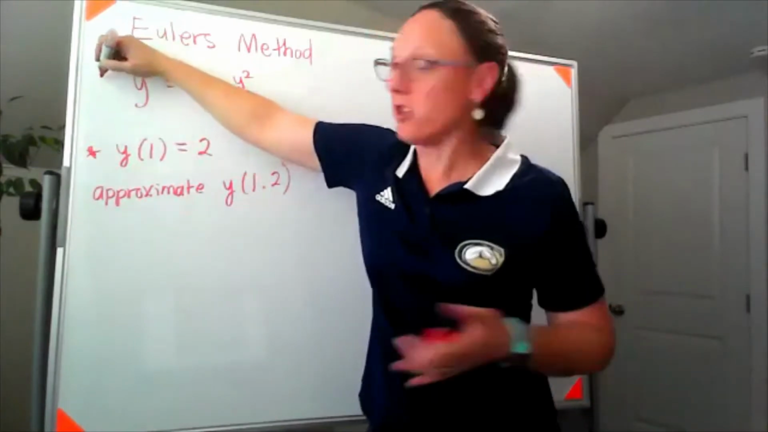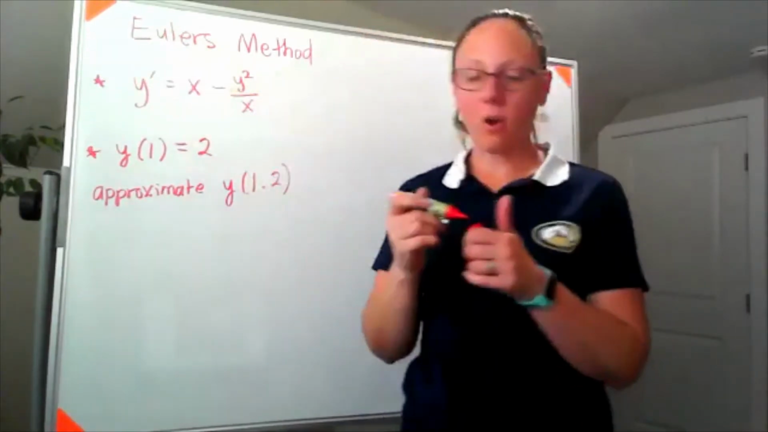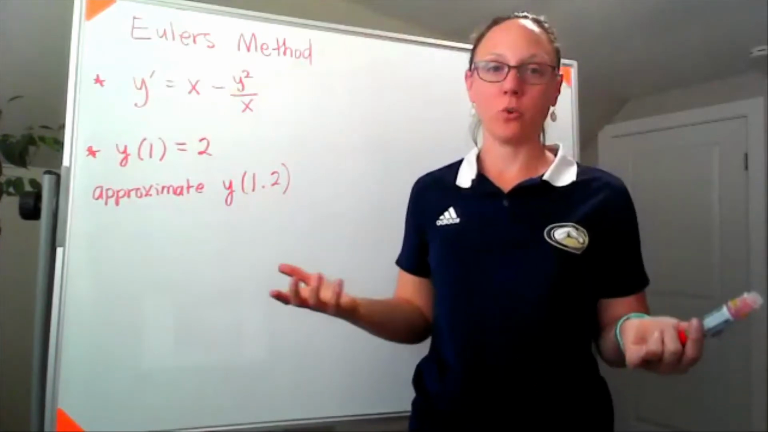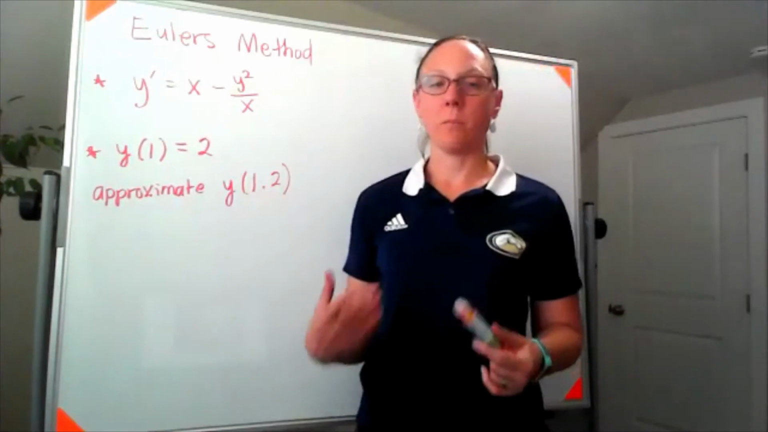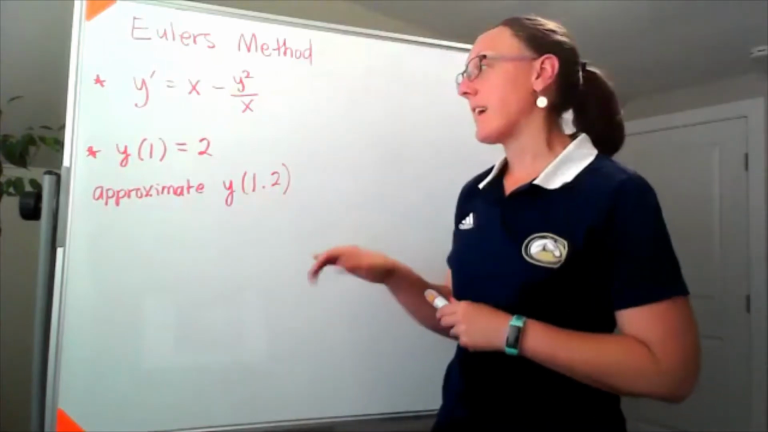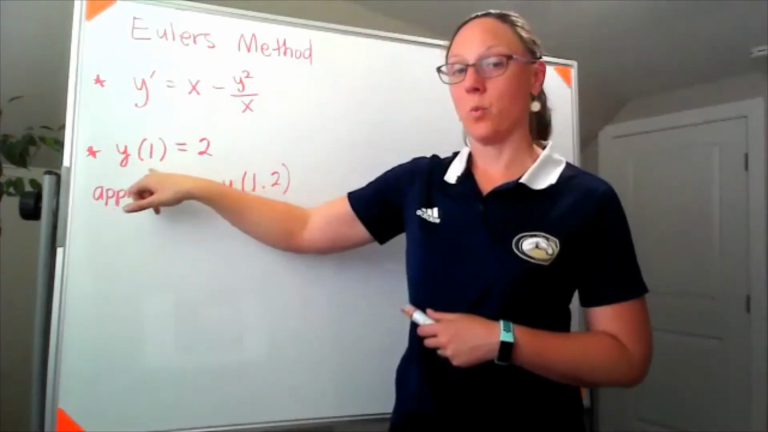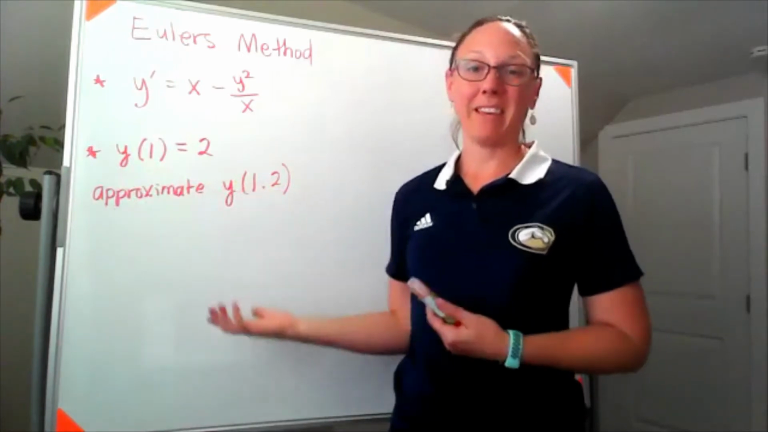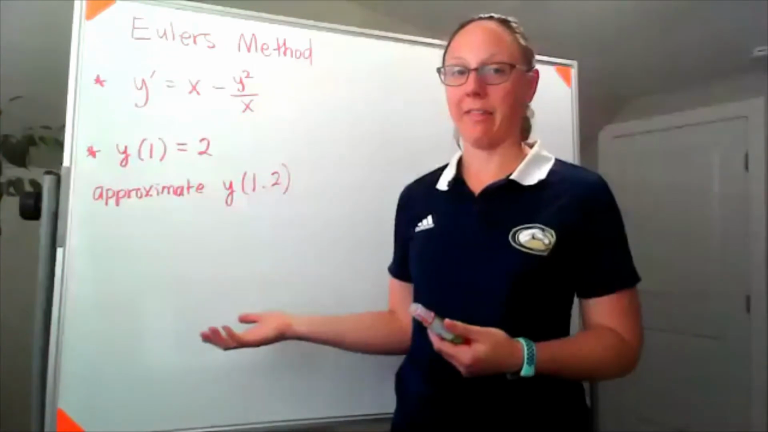I have to know the differential equation. But I also have to know something about the time step, or h, or delta x. So in this case, I know that I'm standing at x equals 1 and I need to get to x equals 1.2, but I haven't given us enough information to know how to get there.